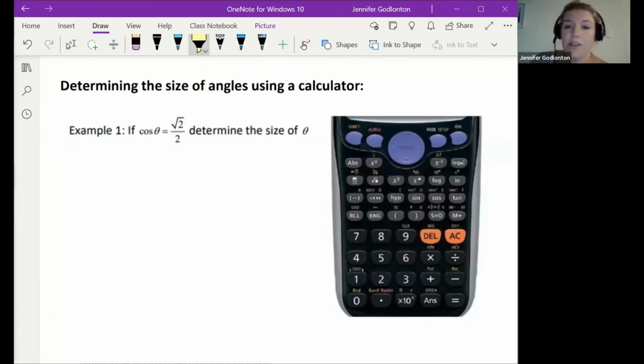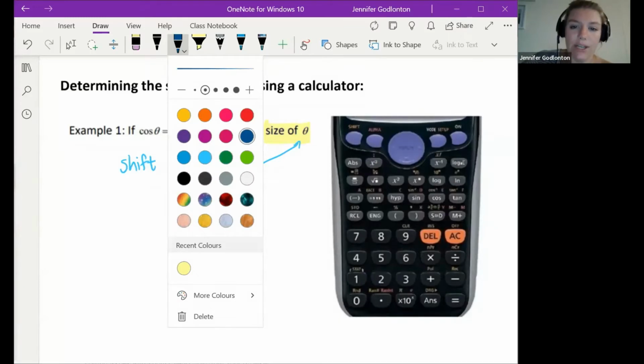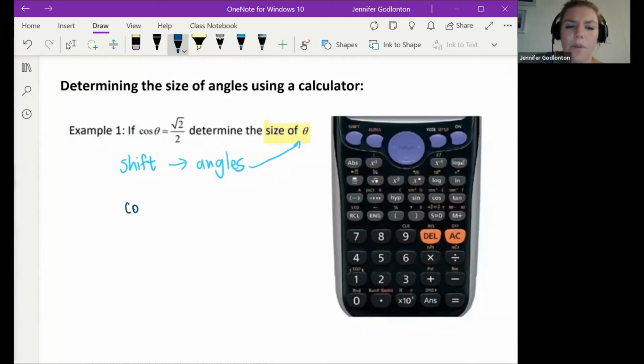The most important thing is we only do this method that we're going to be talking about now when we are looking for an angle. I want you to associate using the shift key on the calculator with finding angles, which is when we are looking for what theta is, or what x is, depending on how the question is phrased. We only use the shift key when we are looking for angles. So in this question, they're saying cos theta is equal to root 2 over 2, and we are trying to find out what theta is.